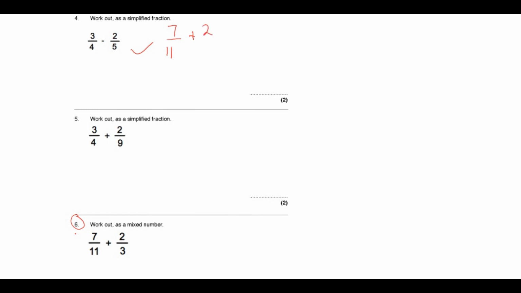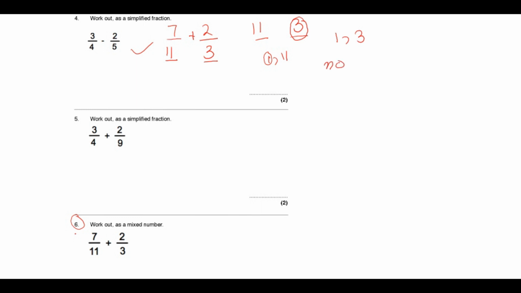Look here, 11 and 3 are prime numbers. Prime numbers, you know what prime numbers are. Prime numbers cannot be divided by any other number other than 1 and themselves. For example, 11 can be divided by 1 and 11 only, and 3 can be divided by 1 and 3 only.